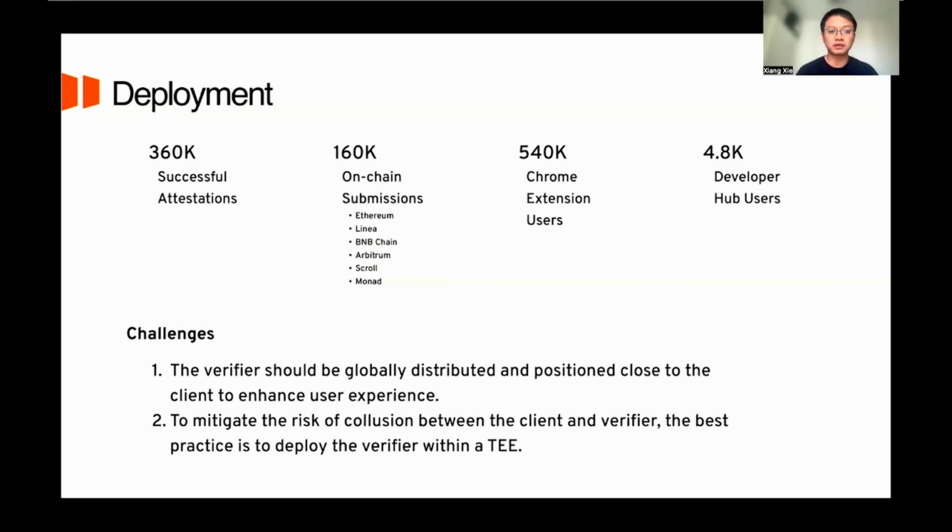The other challenge is, as I said before, the trust assumption about collusion between the client and verifier. To mitigate this risk, the best practice to trade off the trust assumption and the user experience is to deploy the verifier within a TEE. It may bring some cost, but the cost is kind of negligible for us. It also provides a better user experience, reduces the risk, and makes it much more secure.